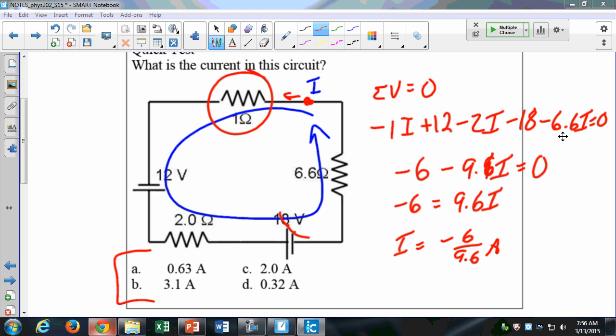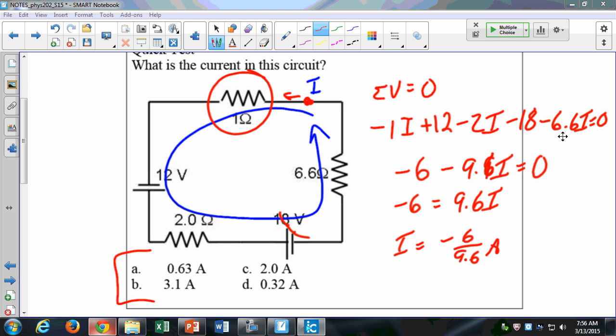But you probably could have looked at this because look, I got a 12-volt battery pumping current in this direction, and I got an 8-volt battery pumping current in this direction. So the equivalent of those would be a 6-volt battery pumping in this direction. The 18 volts going away. All right.